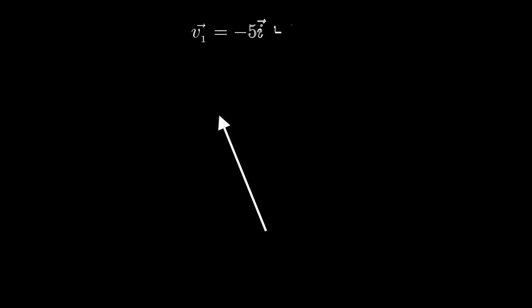Here's a vector that's given to us. It looks like this. I'm going to call it V1. Let's remember what the I and the J are. I is a unit vector that goes either left or right. If it's negative, it's to the left. If it's positive, it's to the right. And the J vector is a unit vector up or down. This particular vector goes to the left 5 and up 12.